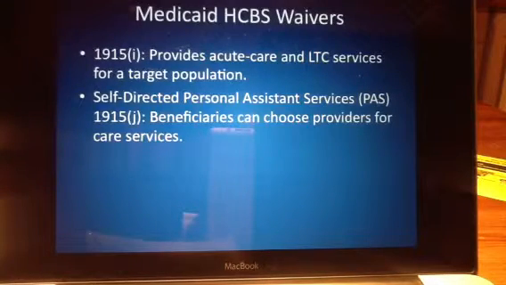population. The Self-Directed Personal Assistance Service Waiver provides the beneficiaries the option to choose their own providers for personal care services. Beneficiaries under this waiver are given the opportunity to manage their own services and can be responsible for paying for these services. Beneficiaries are also free to self-direct their own health care so that they can determine who is involved in their care and lead the direction of their care.